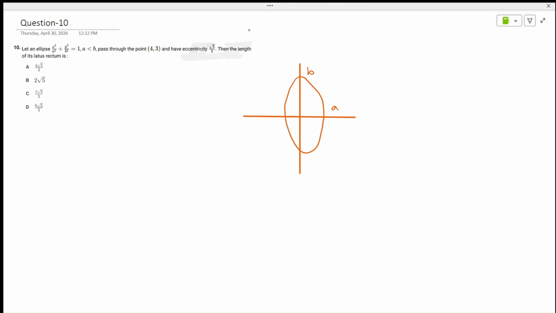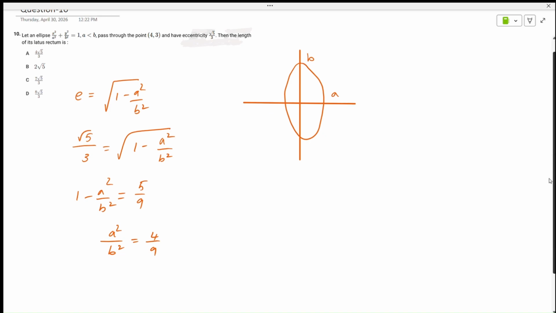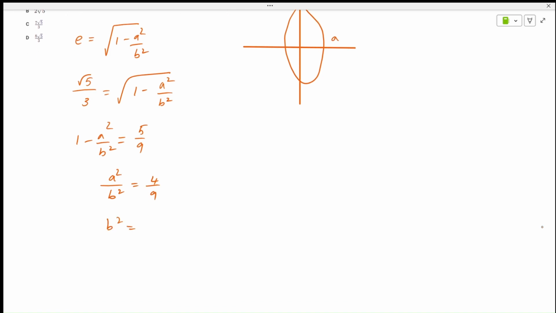Now, we know the formula to find the eccentricity of an ellipse, that is equal to under root 1 minus a square by b square if b is the major axis. So it is given that e is equal to root 5 by 3 and that is equal to root 1 minus a square by b square. If you send the root to the other side, you will get 5 by 9 equal to 1 minus a square by b square. So if you transpose to the other side, you will get a square by b square equal to 4 by 9. Now from this, we will get a relation between b square and a square. b square equals 9 by 4 a square.